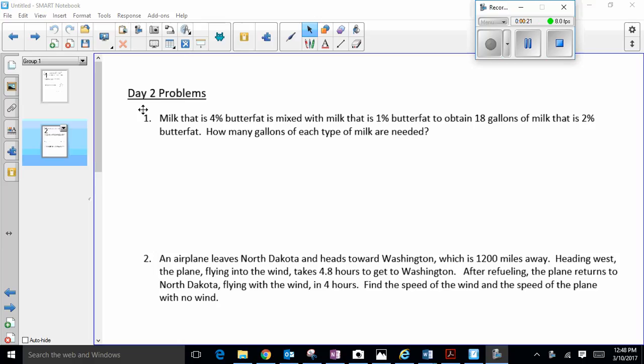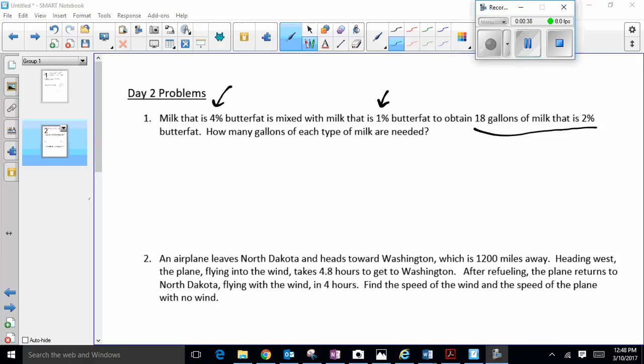Anyway, so we're looking at this very first problem. I'm going to talk about how in the world we can mix this 4% milk, the 1% milk, and then somehow get 18 gallons of 2% milk.